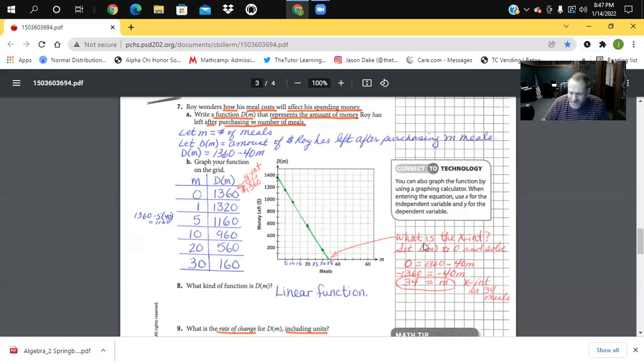All right, what is the x-intercept? Set D of M to 0 and solve. So you can solve this by setting D of M to 0. All right, getting that 1360 over here and having that negative 40m by itself and dividing by that negative 40 on both sides. Cancel out that 40 and get m to 34. M equals 34. The x-intercept is 34 meals.